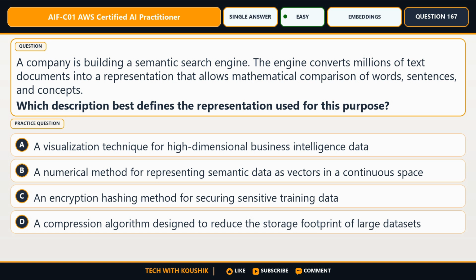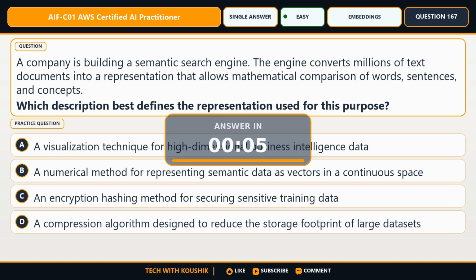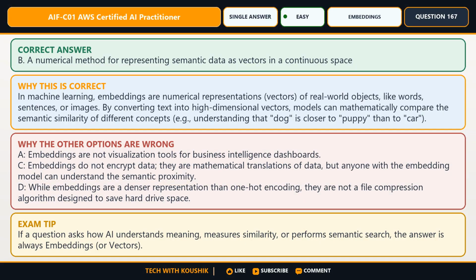Option A is a visualization technique for high-dimensional business intelligence data. Option B is a numerical method for representing semantic data as vectors in a continuous space. Option C is an encryption hashing method for securing sensitive training data. Option D is a compression algorithm designed to reduce the storage footprint of large datasets. The best answer is B. A numerical method for representing semantic data as vectors in a continuous space.